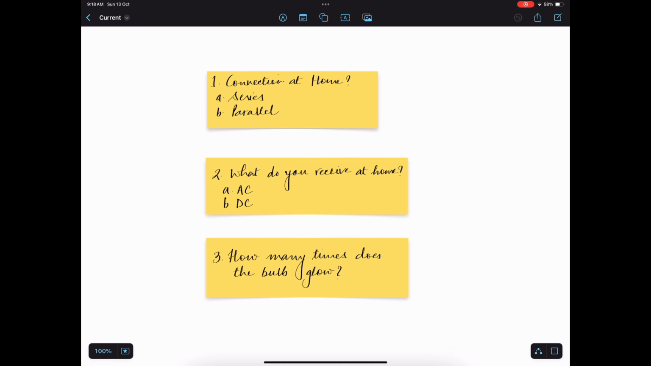Second question, what do you receive at home? And receiving means what kind of current do you receive at your home? So the answer to this is we receive alternating current.